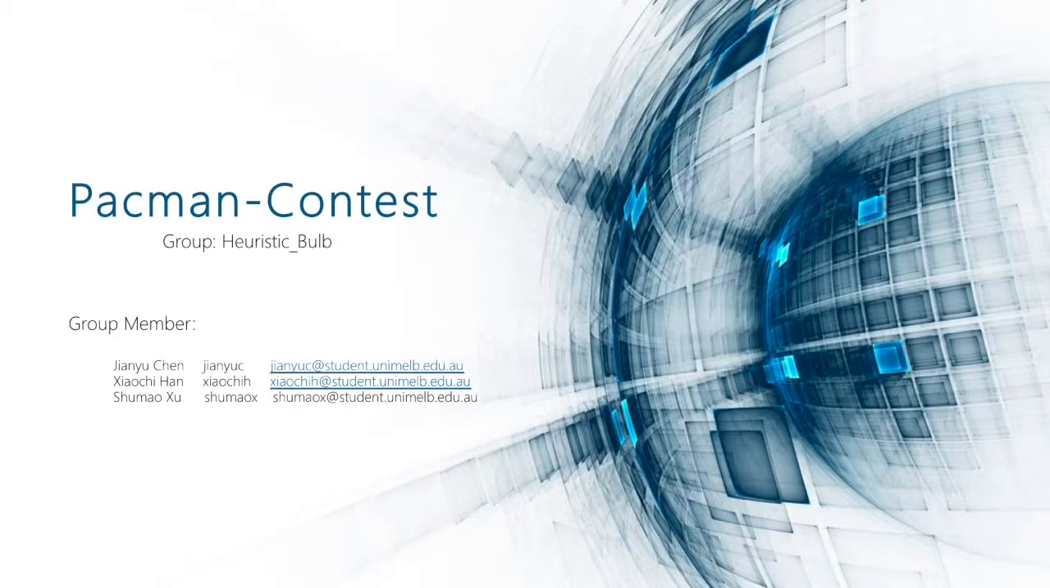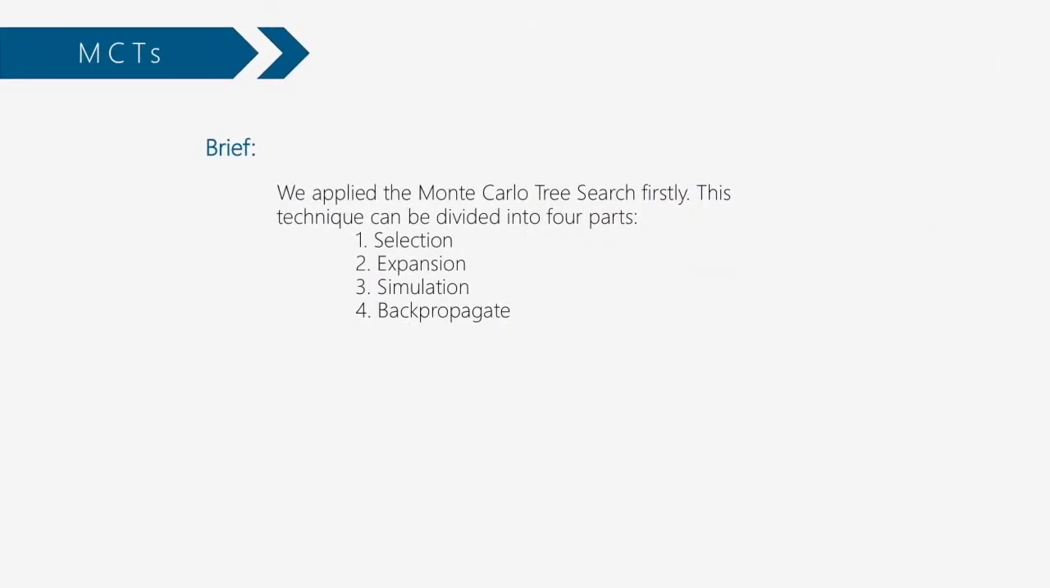In this video, we will explain the work we did in the Pacman Contest project. In the project, we implemented heuristic search algorithm and Monte Carlo tree search to give the agent decision-making power. We apply the Monte Carlo tree search first. This technique can be divided into 4 parts.